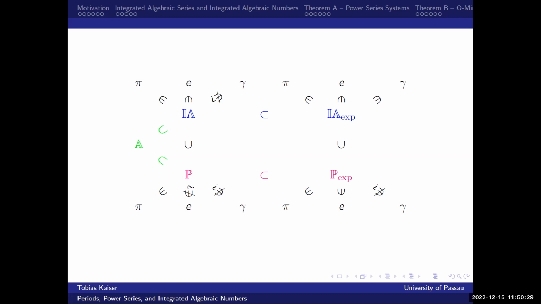In this picture, what is the relation between exponential periods and integrated algebraic numbers? No. I don't know. Do you know if the integrated algebraic numbers are the real closure of the periods or not? I don't think so. But still these are really the hard problems.